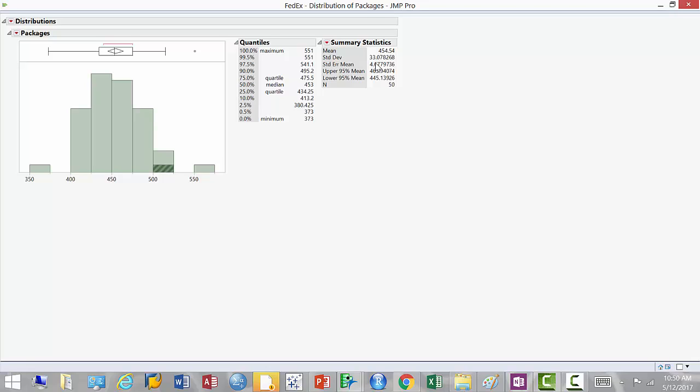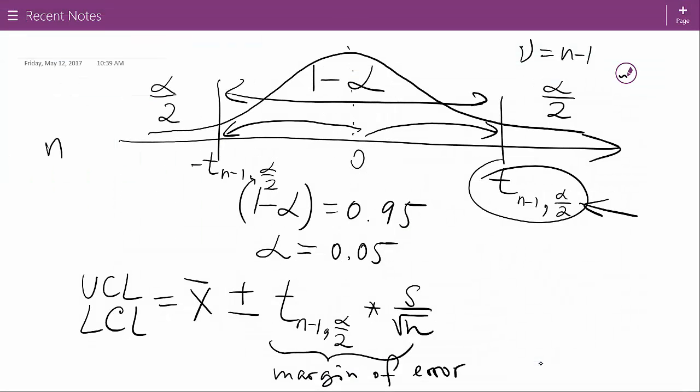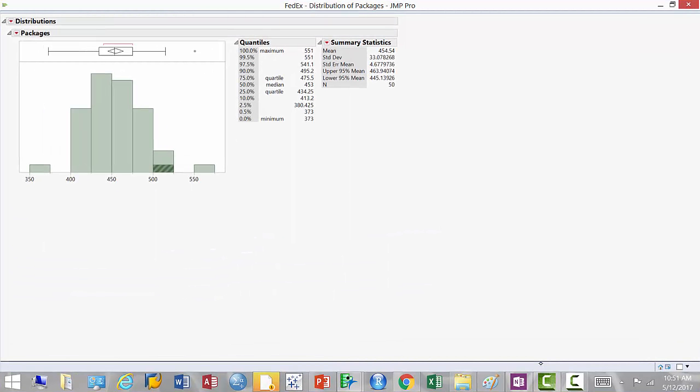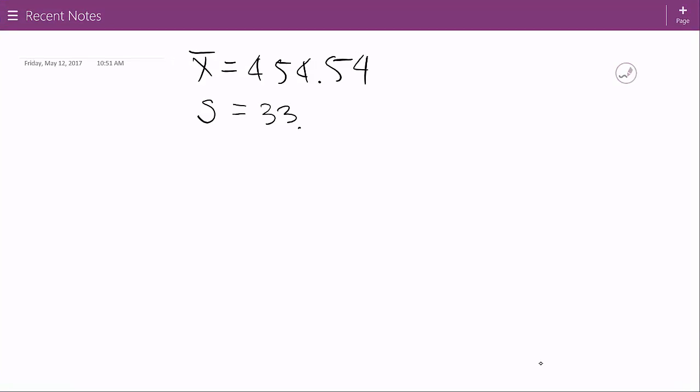So let me write them down. 454.54. So I'm going to open a new one. X bar is 454.54, and the standard deviation for the sample, right? I don't know anything about the population, so I'm not using sigma or mu. I'm trying to estimate them, right? So this is what I know from my sample, 33 point something, 0782.